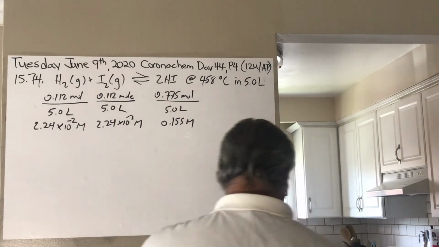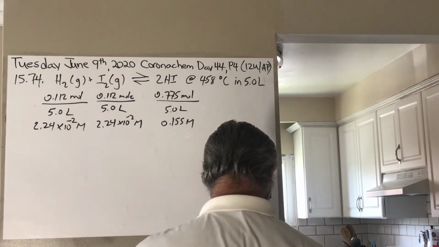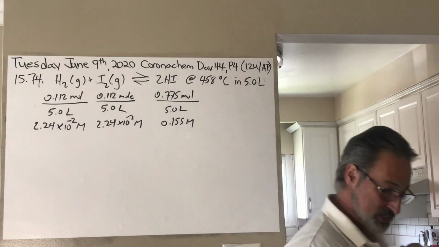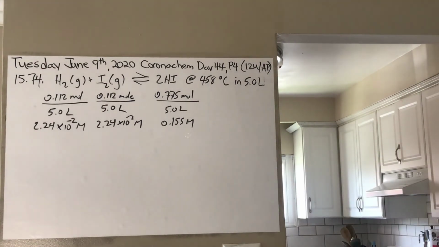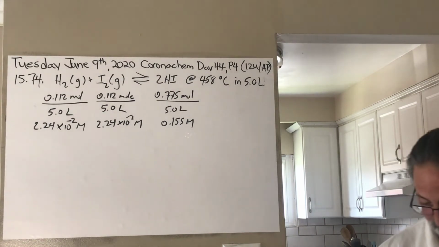Now, let's find out what it's asking us before we do anything. An equilibrium mixture of H2, I2 and HI at 458 contains 0.112, 0.112, and 0.775 moles in a 5-liter vessel. What are the equilibrium partial pressures when equilibrium is established following the addition of 0.1 mole of HI?